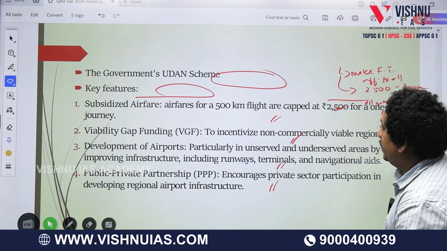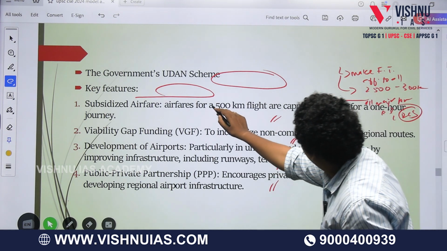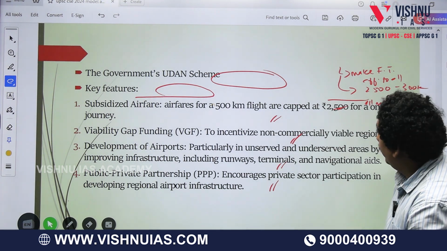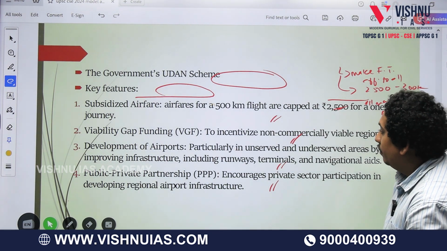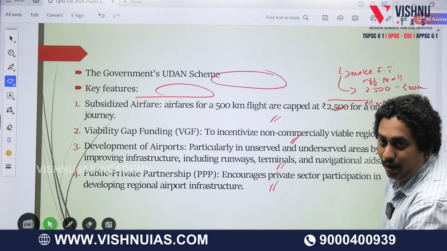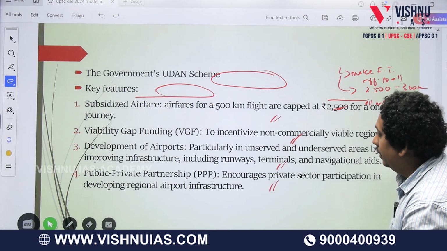Okay, subsidized airfare for 500. No, I think it should be 300. Okay, 300 or 500? 300. Okay, 2,500. Viability gap funding: if it is not viable at that price and the airlines incur losses, viability gap funding will be provided.